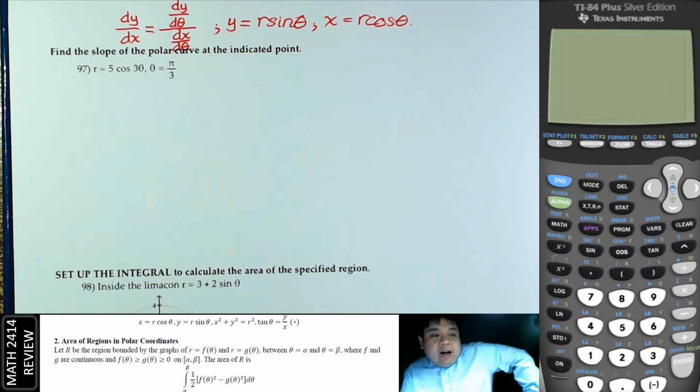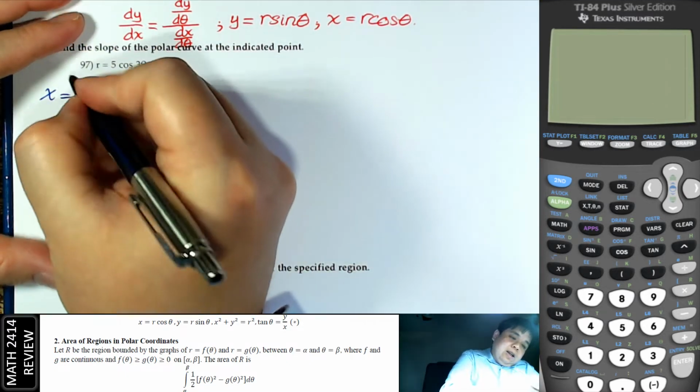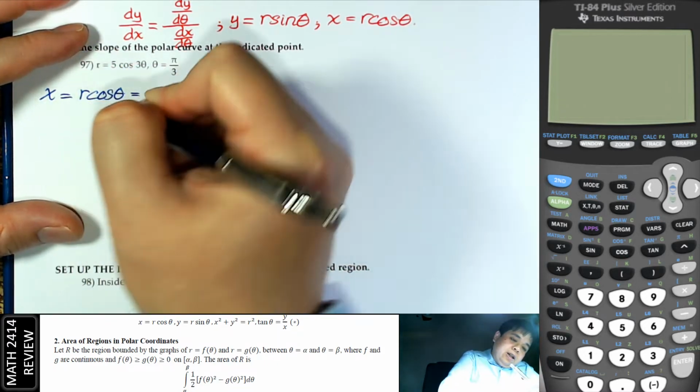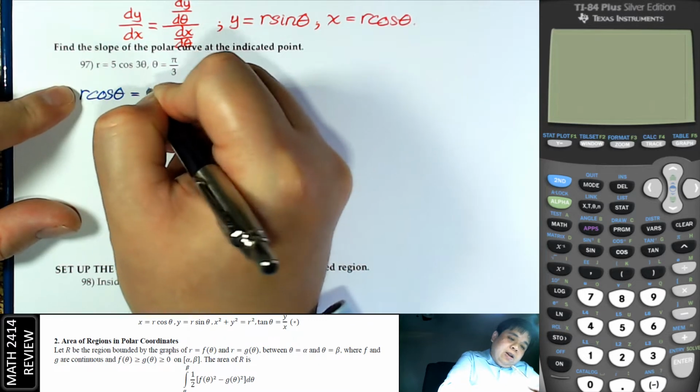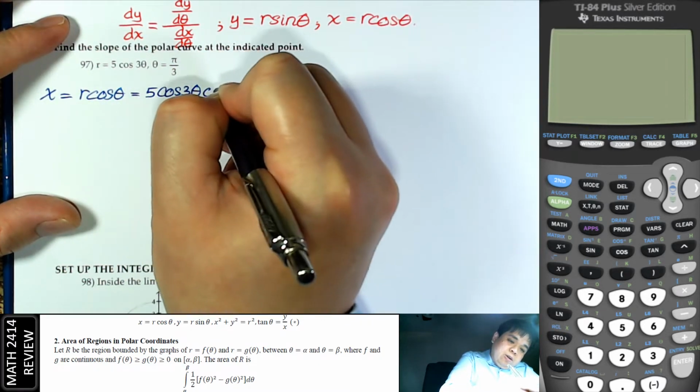So we write out x equal to r cosine theta, give us 5 cosine 3 theta, and then cosine theta.